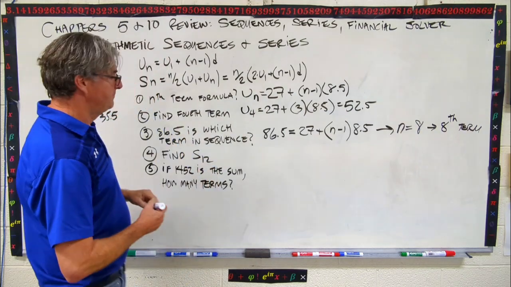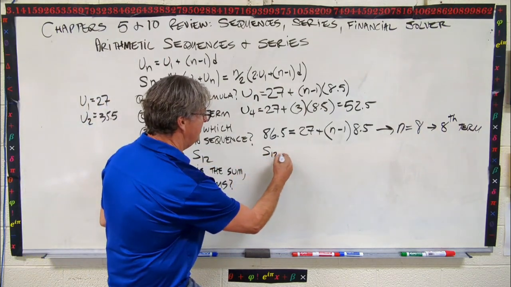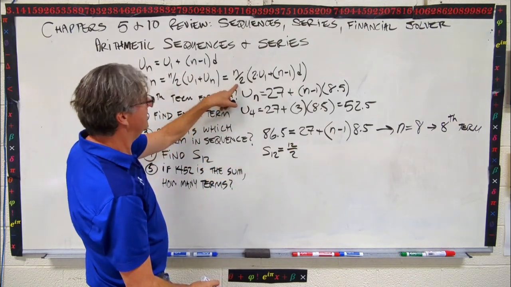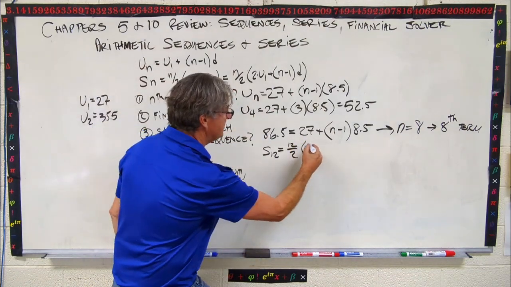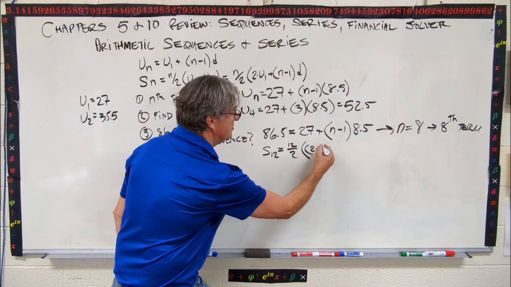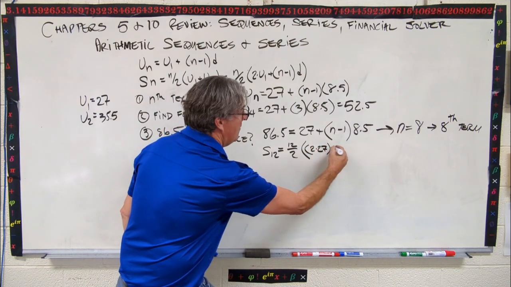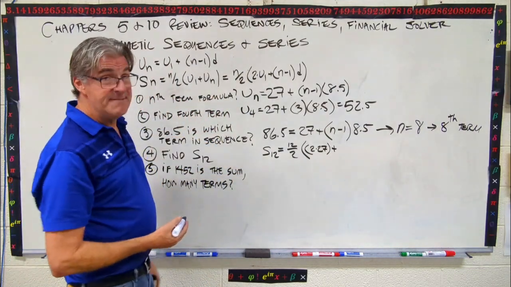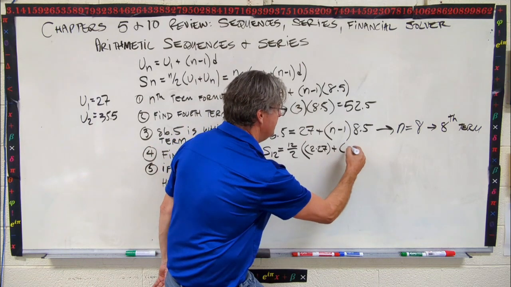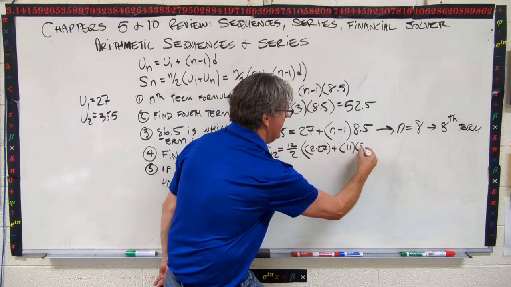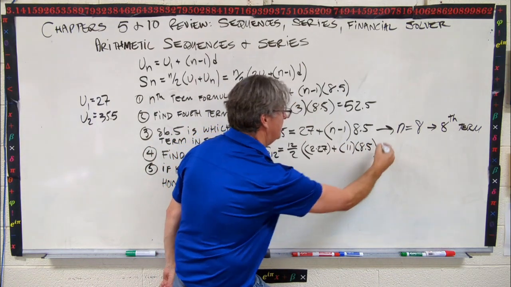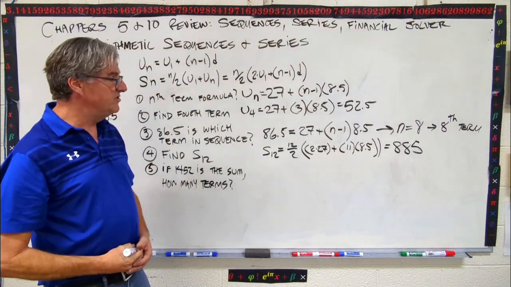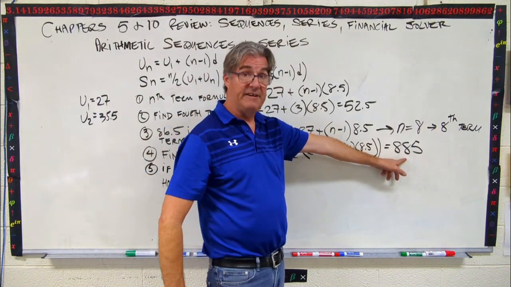So let's do our plug-in step. S12 is going to equal 12 over 2. That's this part here, n over 2, times, and I use parens here, 2 times u1, which is 27, plus n minus 1. N is 12, so n minus 1 is 11. So it's going to be 11 times 8.5. Close it all up. So now do your calc and see what you get. Okay, so when I do that, I get 885.